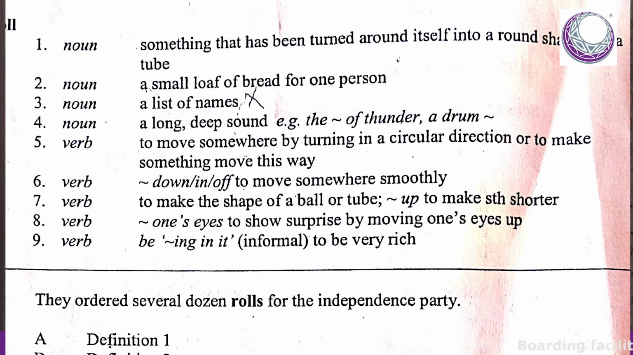So the fifth one, to move somewhere by turning in a circular direction, or to make something move this way. That's what the word is described as. Verb, down, in, off, to move somewhere smoothly. That's rolling also. Verb, to make the shape of a ball or a tube, to make something shorter. And then we have these last two.